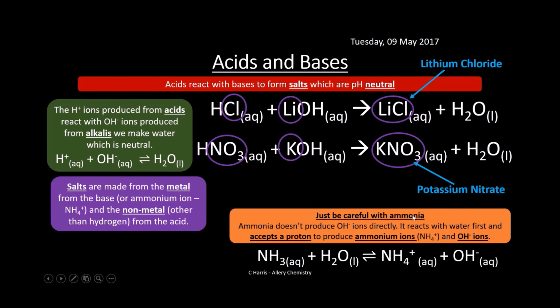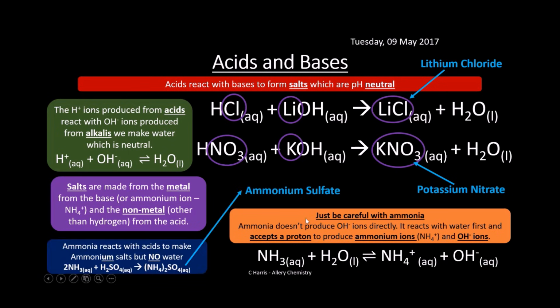You've got to be careful with ammonia, like I say. Ammonia doesn't produce the OH minus ions directly. Look, it doesn't have any OHs, so unlike these two which do. So what it does is it actually relies on water for producing the OH minuses. So it does this by accepting a proton from the water, and it produces ammonium ions, which is NH4 plus, and OH minus ions. So that's quite important because you need to be able to write a reaction to show how ammonia can interact with water to form the OH minus ions. It doesn't have OH minus ions on its own.